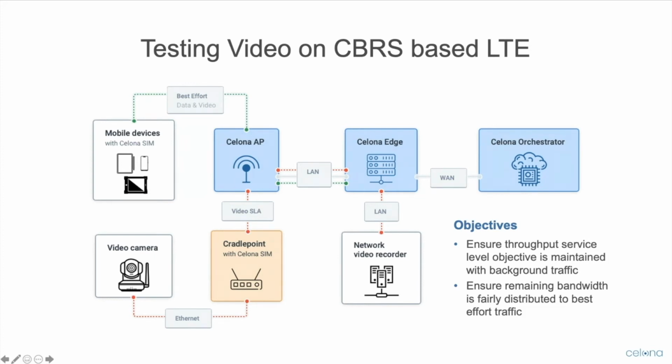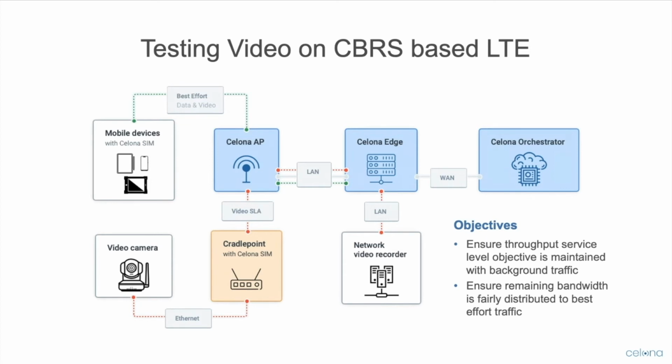And then we have the Celona AP, which connects to Celona Edge. All the traffic between the Celona AP and Celona Edge is encrypted. So it is a tunnel, very much like how Wi-Fi APs might tunnel back to a controller. On the CBRS network itself, we have the Cradlepoint gateway, which has the SLA for video. We also have a number of different devices: an iPhone SE 2 and an iPad Pro, the 2020 version, both of which have native CBRS support.